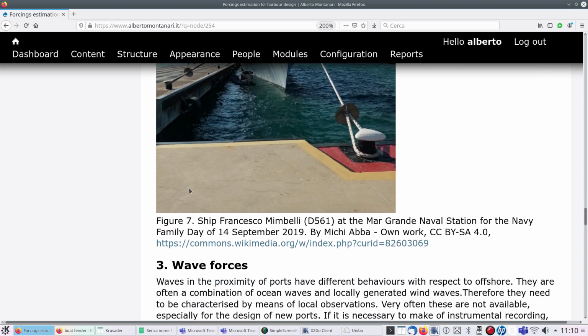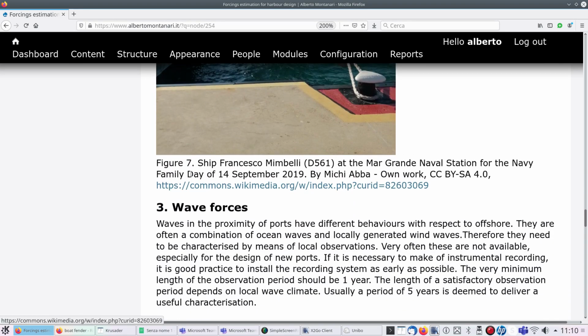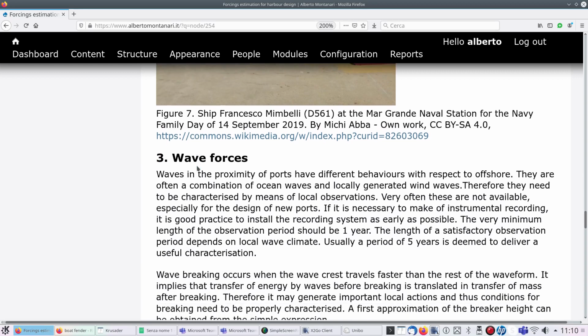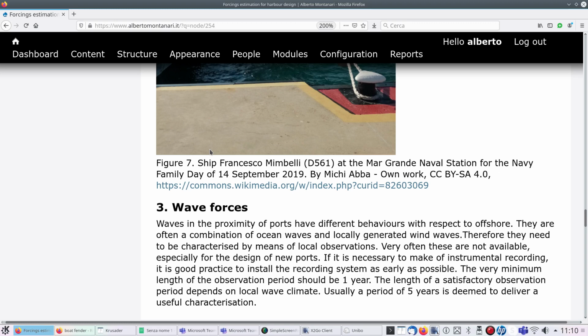This figure is just for embellishing the web page. Do you have any question about this before we turn into wave forces?